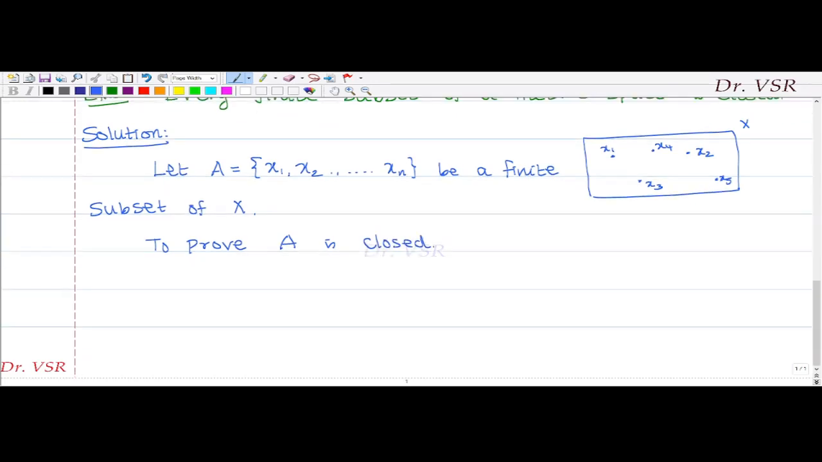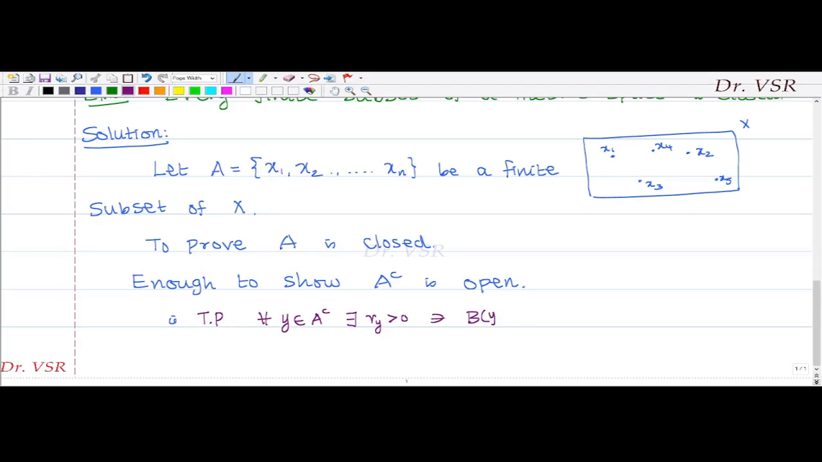It is enough to show that A complement is open. That is, to prove that for every y belongs to A complement, there exists some r_y positive such that the ball with center y and radius r_y is contained in A complement. For any y given, we can find a radius r_y positive such that this condition holds. Let us prove this.